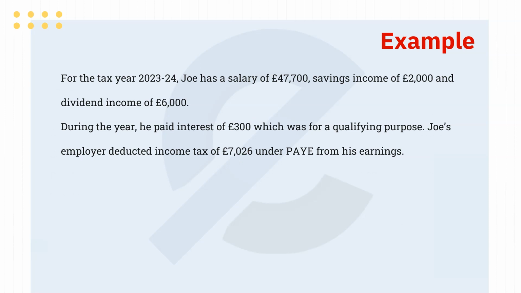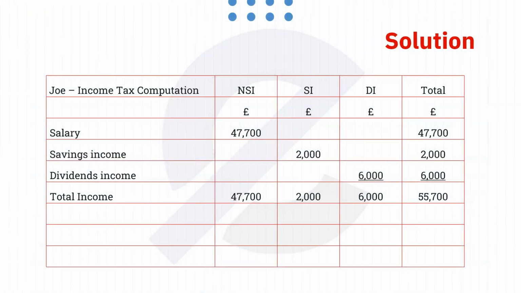The first step is to create the income tax computation and include all three categories in it, as Joe has sources of income that cover all three. We then list down the amounts to be taxed from each source and work out the total income in all columns. So we arrive at £47,700 in non-savings income, £2,000 in savings income, and £6,000 in dividend income.